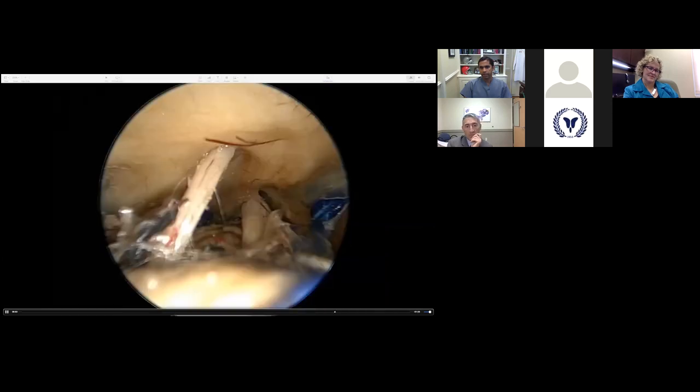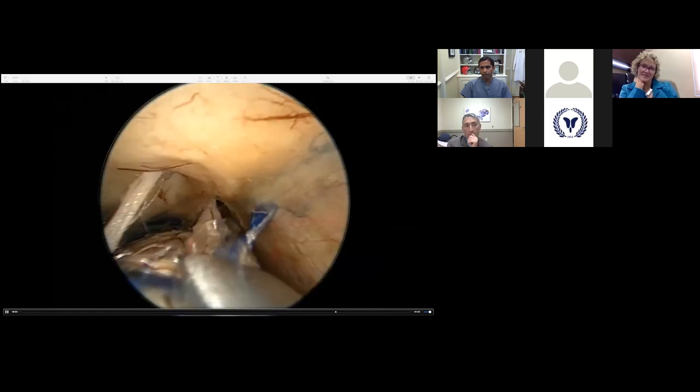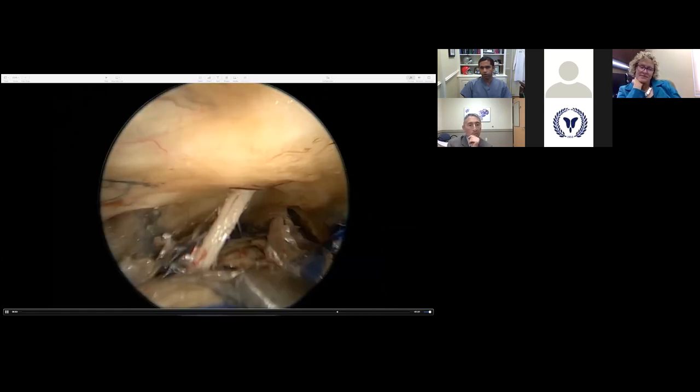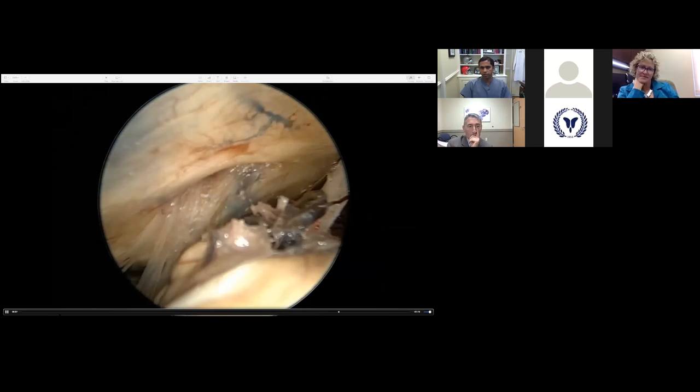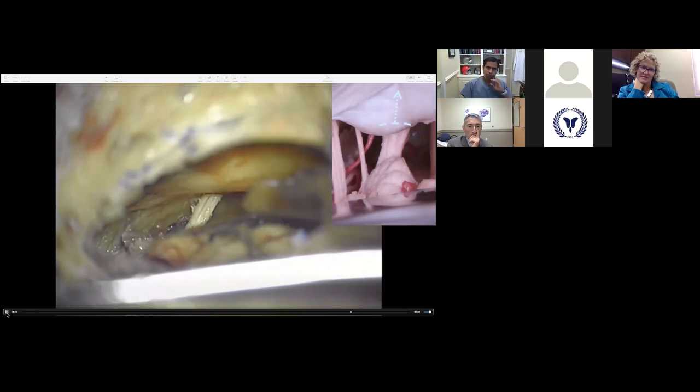Sorry, you can see the 7-8 nerve complex here and then the 5th nerve there. So going back to the microscope, we're going to go up to the next step of the surgery, which is, of course, drilling out the IAC.